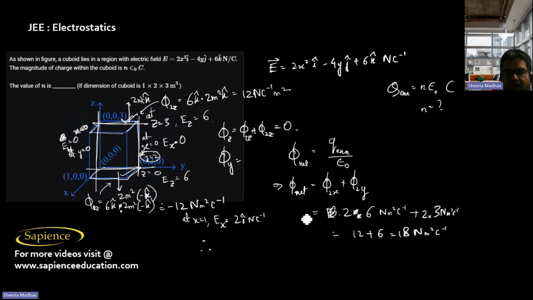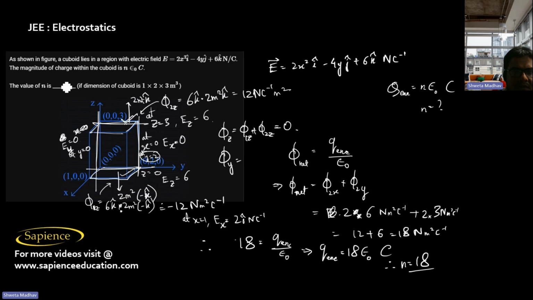So therefore this phi net, that is 18, that is equal to q enclosed by epsilon naught. So therefore the net charge enclosed in the cube, that is equal to 18 epsilon naught coulomb. So therefore the value of n will be equal to 18. N is 18.